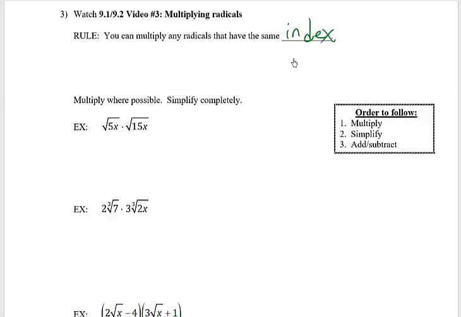In other words, you can only multiply square roots by other square roots, or cube roots by other cube roots, but it doesn't matter what's in the radicand. As long as the index is the same for both, you're all set. How do you actually do the multiplying? Well, let me write down the rule for you.